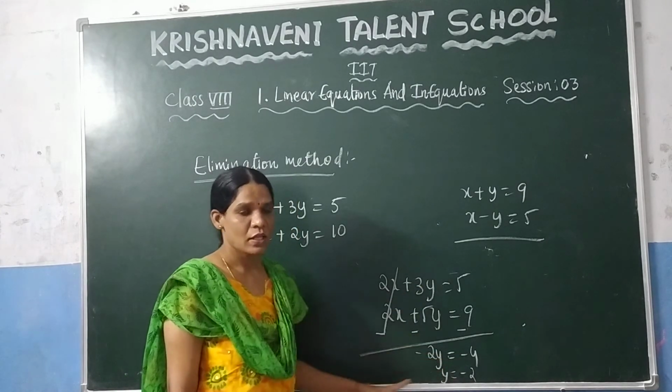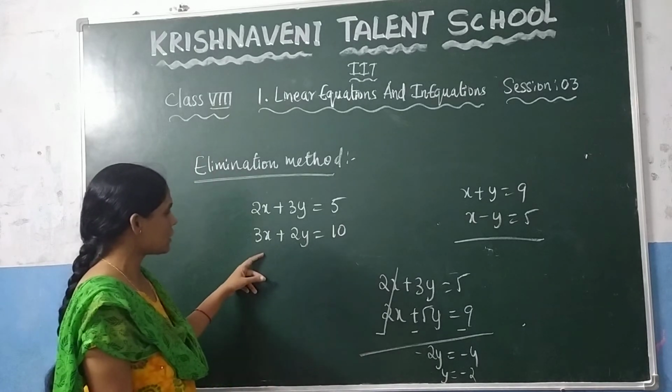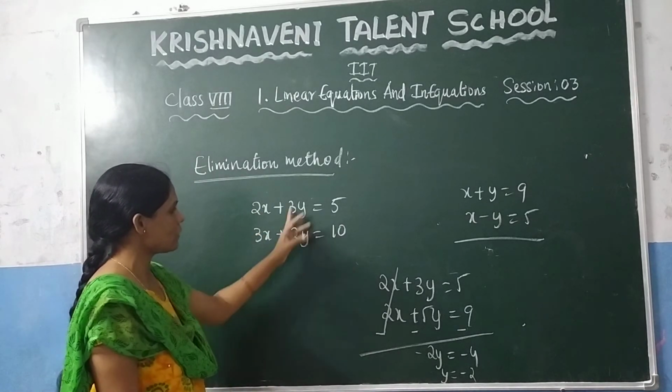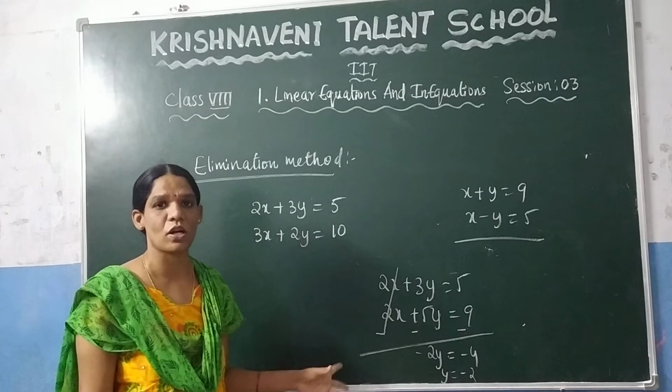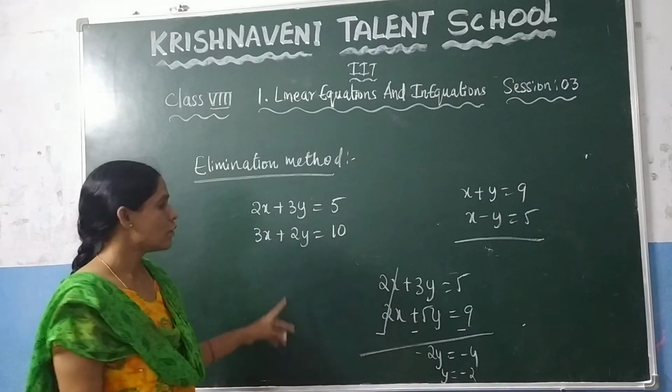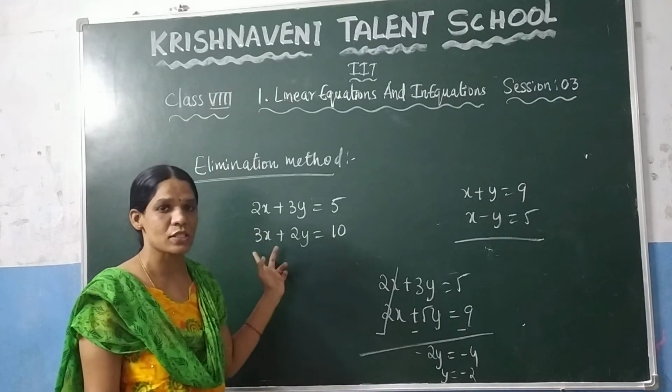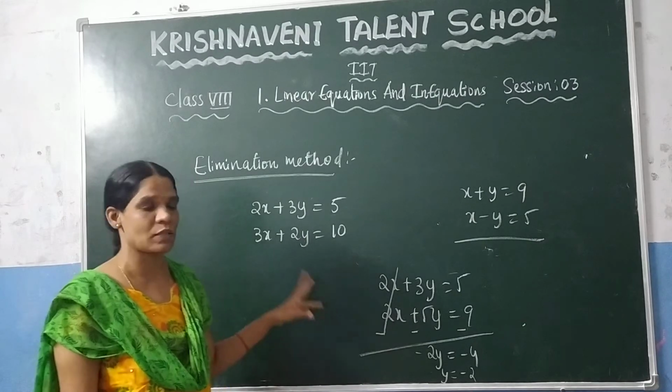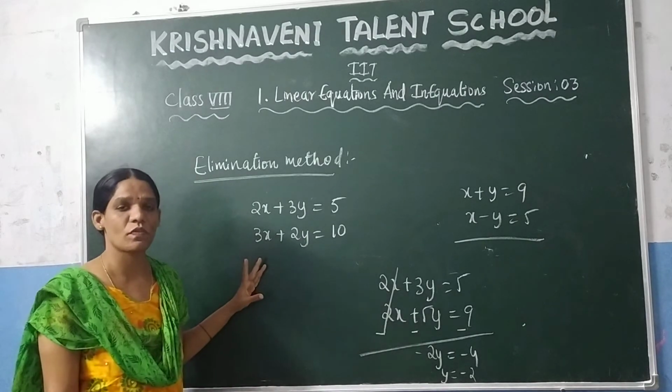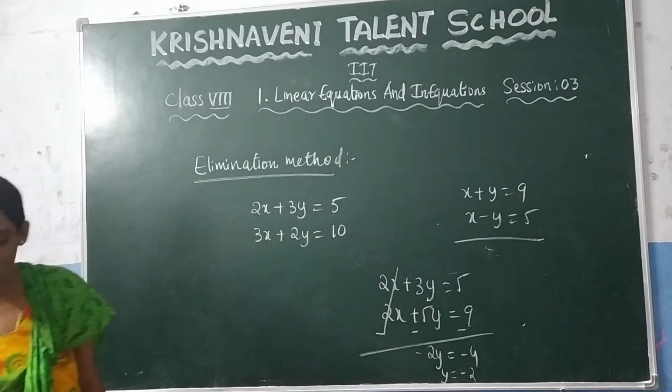Here you can observe that in this case, the coefficient of x is not the same and the coefficient of y is also not the same. What do we need to do? We need to make the coefficient of x or the coefficient of y the same. How do you make the coefficient of x or y the same? Now see it here.